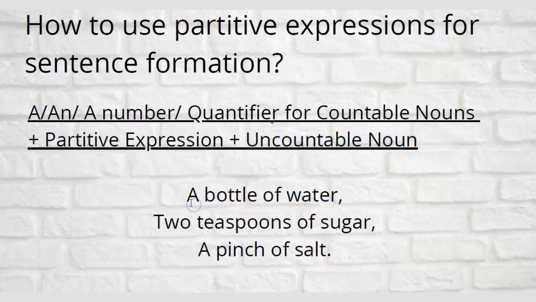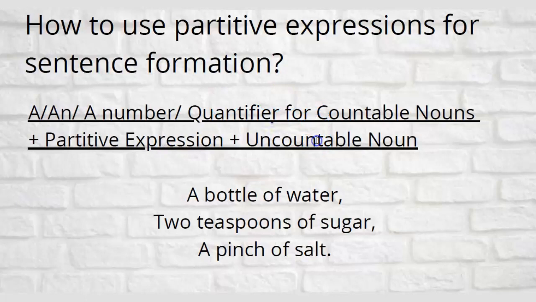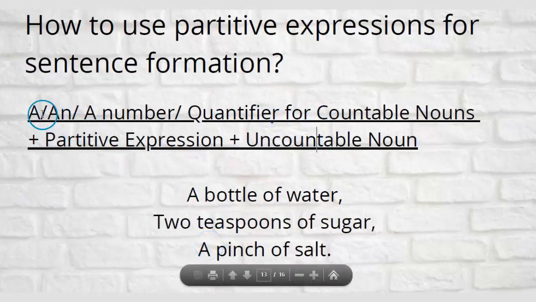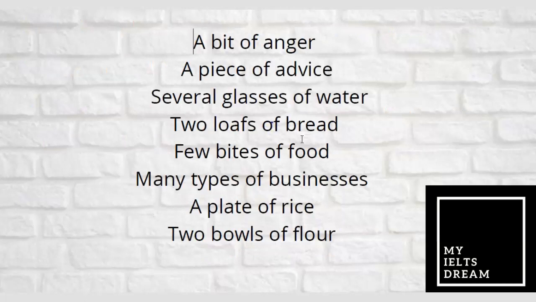Example: a, which is an article, bottle, which is a partitive expression, of water. Water is uncountable. In a normal situation, you would not be able to have a before water, but now you have a bottle of water. 2 teaspoons of sugar: we have a number, a partitive expression, and an uncountable noun. Again, a pinch of salt: we have an article, a partitive expression, and an uncountable noun. Let's look at more examples.